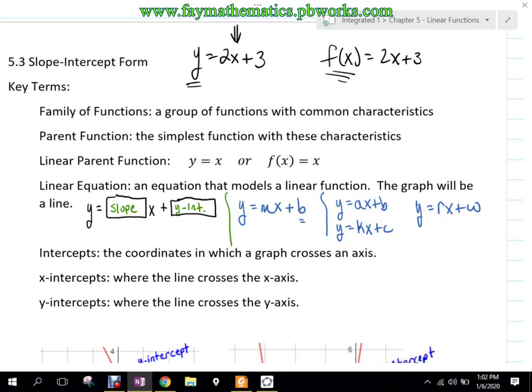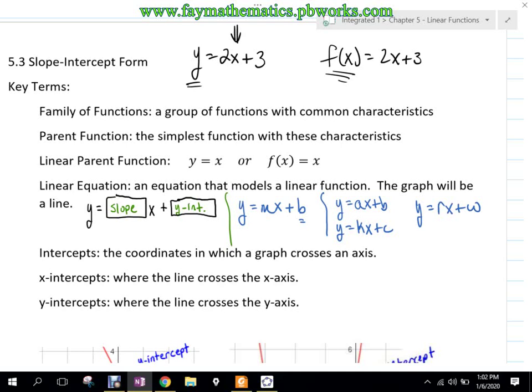Now intercept looks and sounds a lot like intersect, right? When I say x-intercept and y-intercept, it's essentially where my line intersects the x-axis and the y-axis. Does that make sense? Intersects is a synonym for crosses. Does that make sense to everybody?